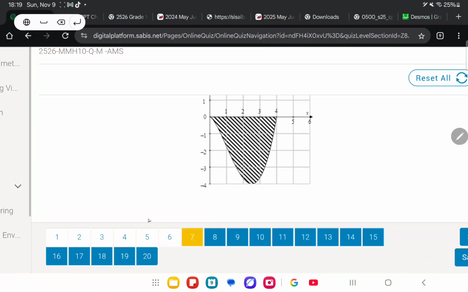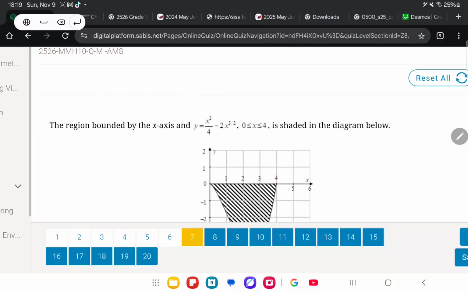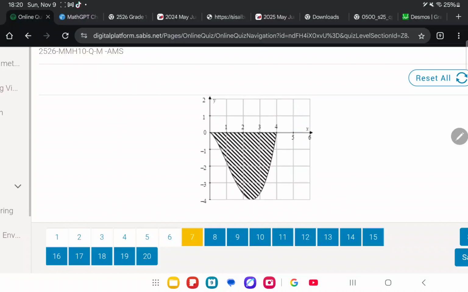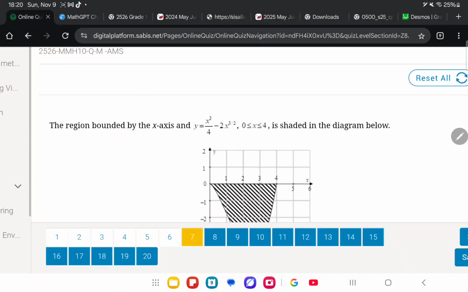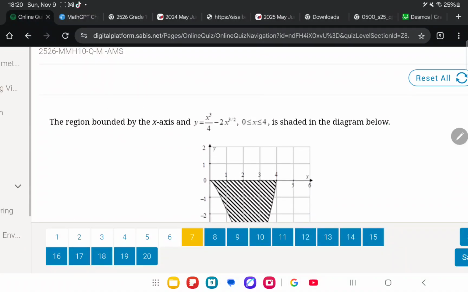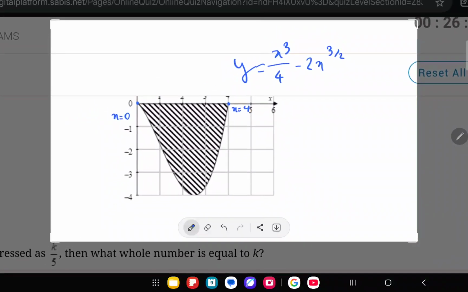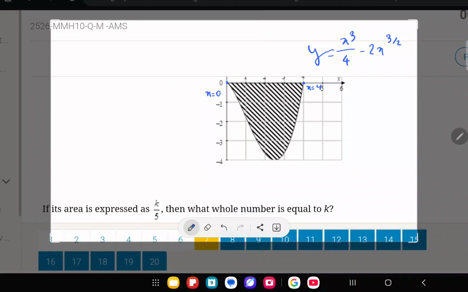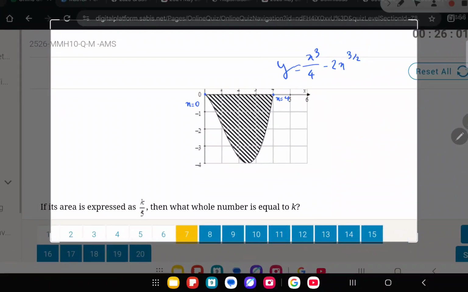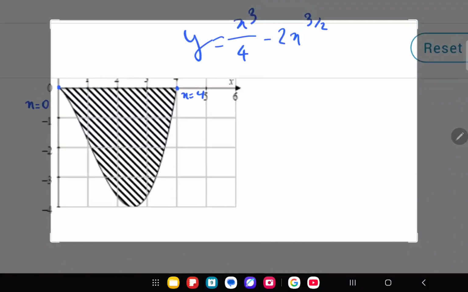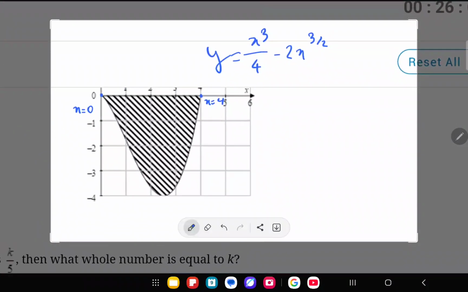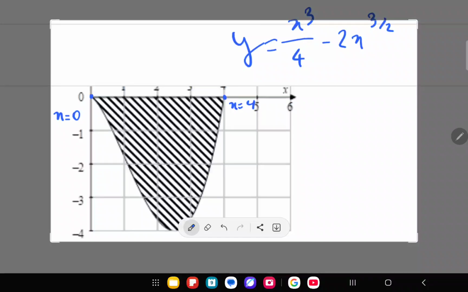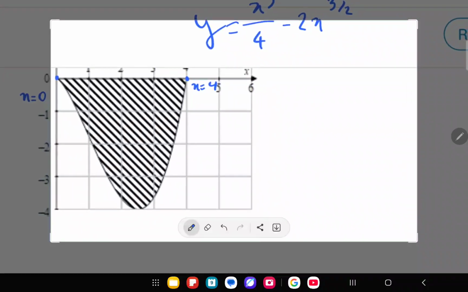Okay, moving on. Everything over here is under the x-axis, meaning we expect it to be negative. So we want to put everything in absolute values if you want the pure area, the definite value of the area. So let's integrate. I just labeled the formula here so I can scroll down and get a better look at the graph and the question. If its area is expressed as k over 5, then we just find the area under the region. We have the formula here, we just integrate it and set the values x from 0 to 4.